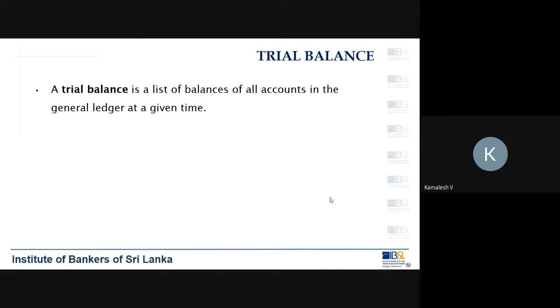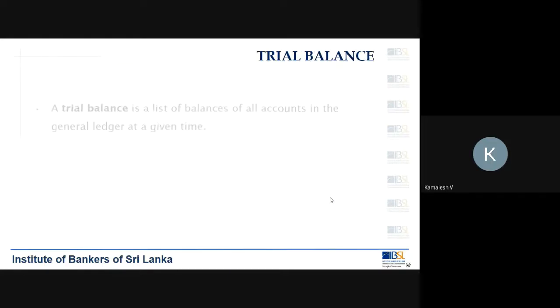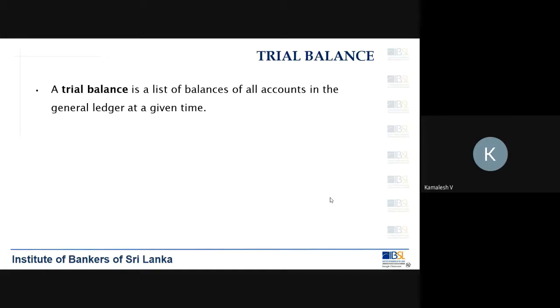So a trial balance is actually a list of account balances. In the earlier example, this is the cash account. So the cash account has a balance of 8,050. Likewise, what do you mean by a trial balance? They say a trial balance is a list of balances of all accounts. So you will have the cash account, electricity, water, and the bank account. You will have to extract the balances in all those accounts. But generally we say it is at a given time.